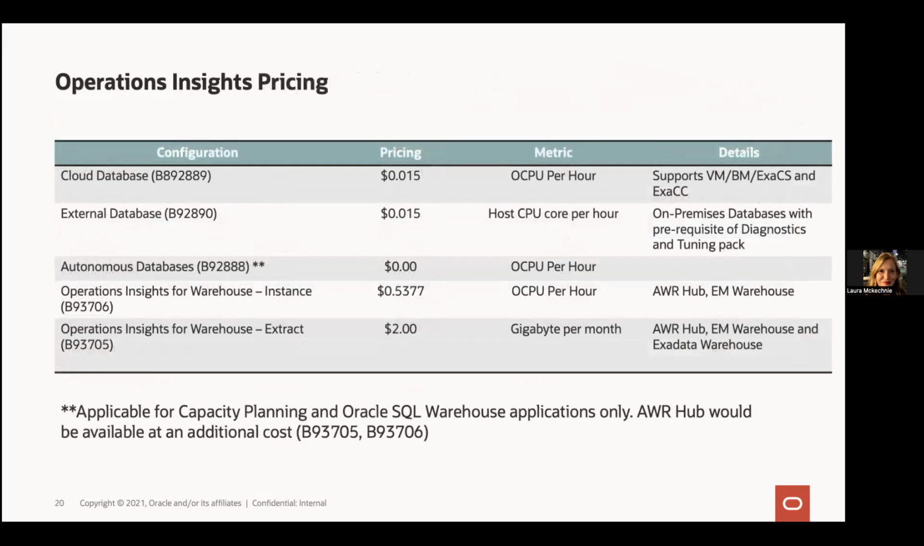Lastly, in terms of pricing, we have three SKUs across databases. We have a cloud database SKU, and then we have one SKU for external database on-prem, and then we have autonomous database, which is free of charge for Operations Insights. And then down below, we have two SKUs dedicated for the warehouse use case. As I mentioned, the AWR Hub, EM Warehouse, and the Exadata Warehouse, those are specific for those.